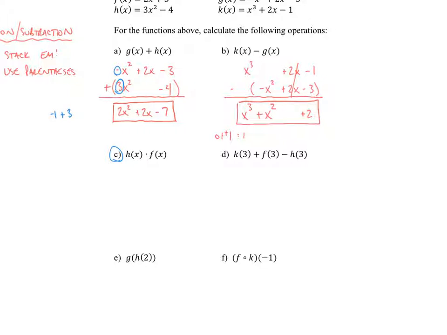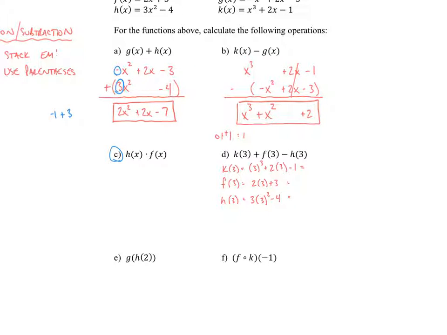In D, D says we're going to take k of 3, f of 3, and h of 3, and then we're going to perform these operations. A note I want you to make here is that you need to evaluate these first. Find out what k of 3 is, then find out what f of 3 is, and then find out what h of 3 is. So I'll just set it up so that you see what I mean.